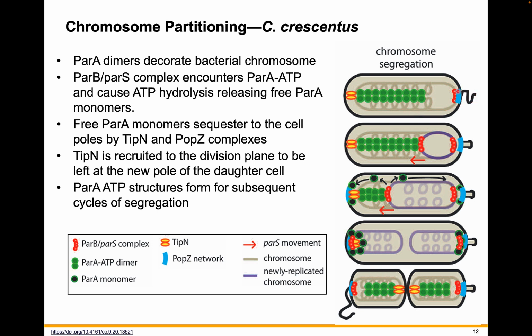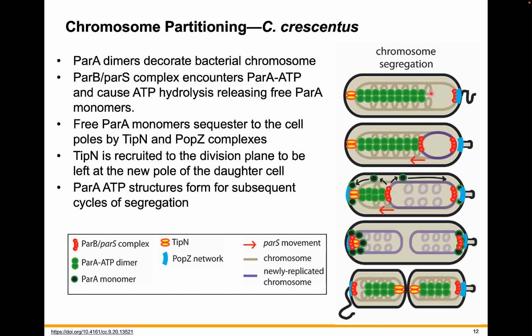And at one end of the cell, near where you have the flagellum, you have an area or a protein complex which is known as a PopZ network, right here. The other pole does have some proteins which is known as TipN. And you can see that the nucleoid, these chromosomes, are associated with this ParA-ATP dimer. So ParA-ATP essentially coats these nucleoids.